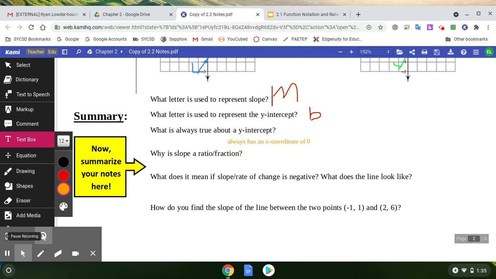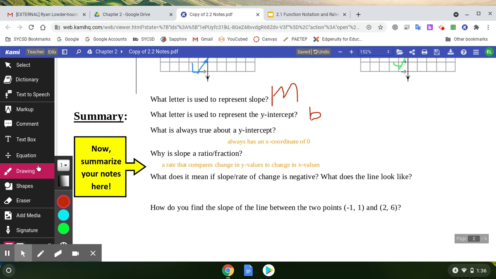Next question, why is slope a ratio or fraction? Well, this goes back to the fact that slope is the same as rate of change. So we describe it as a rate that compares the change in y values to the change in x values. Now, we have seen slopes that aren't technically written as fractions. So maybe we have a slope of 5. But remember, that can be written as a fraction because it's equivalent to 5 divided by 1. So we'd still be stating that 5 is the change in y value compared to 1 is the change in x values.